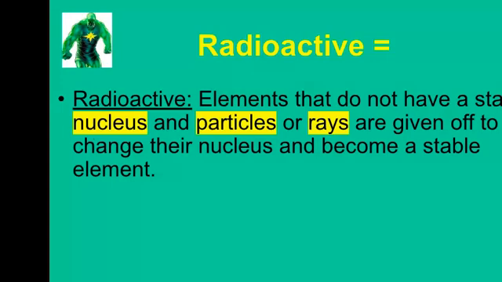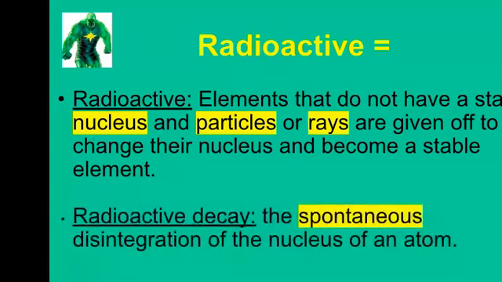Okay, so what they do is they send off either particles or rays. We're going to talk about both of those, and they just shoot out from the middle of the atom. And that's what being radioactive is, when those rays or particles are shot out from the middle of an atom. Not the electrons on the outside, but something about the protons and neutrons in the nucleus. Any questions about that?